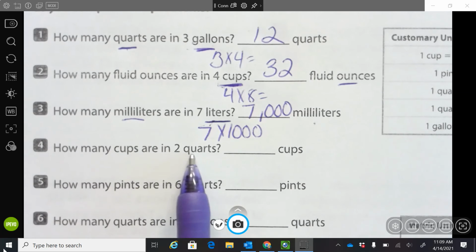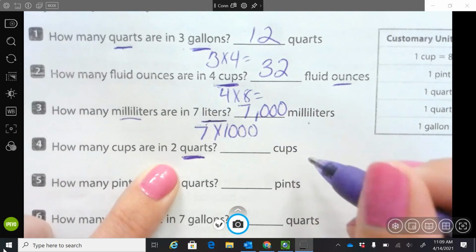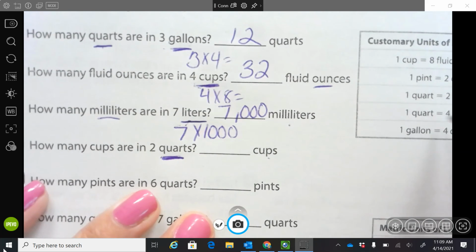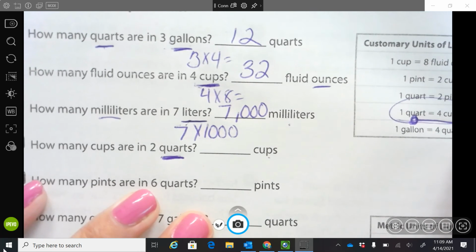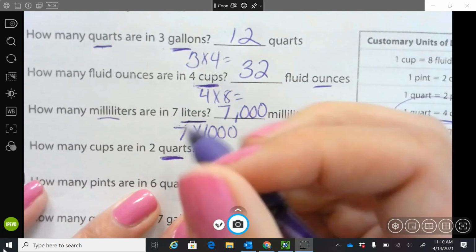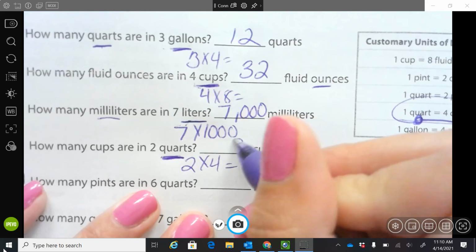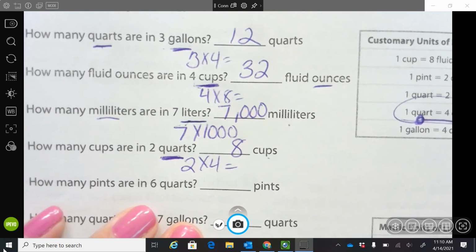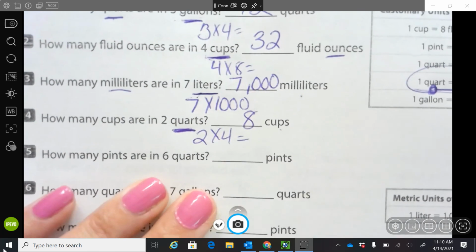How many cups are in 2 quarts? So we're going from quarts to cups. I'm actually going to use this one over here. We're going from quarts to cups. We're going to multiply. So I'm going to multiply 2 times 4 and I get 8. Okay. You have to turn a quart into a pint and a pint into a cup.